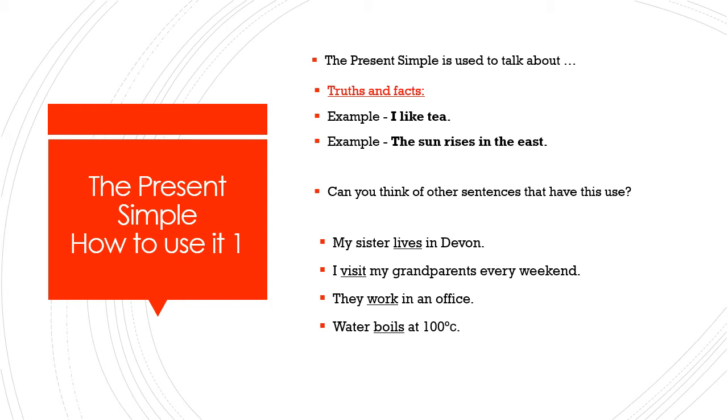Okay, so here are some examples. There you go. My sister lives in Devon. That's the truth. That's a fact. I visit my grandparents every weekend. You know, so that's like a routine. It's something that we do all the time. They work in an office, and water boils at 100 degrees centigrade. That's a scientific fact. So these are all examples of how we use the present simple for truths and everyday facts.